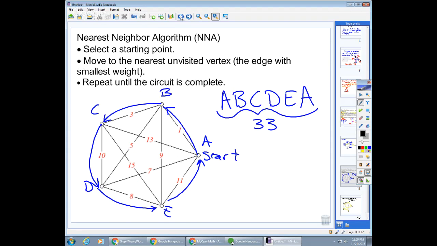Okay, so if you get a different result depending on where you start, how do you know where to start? Well, it could be you have to start at a certain place because that's your home base. But it could be you could start anywhere. In which case, to find the answer, you have to repeat the nearest neighbor algorithm for every vertex. Fortunately, there's only 5 here, so we can do this. Let's split up the work.